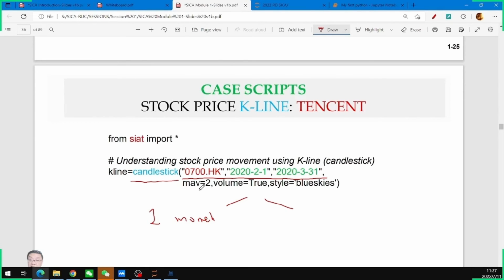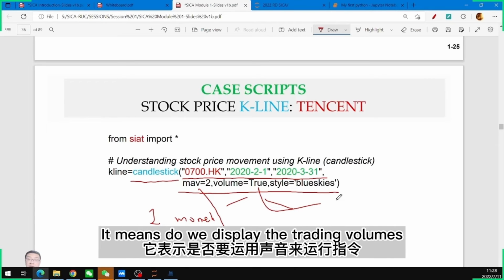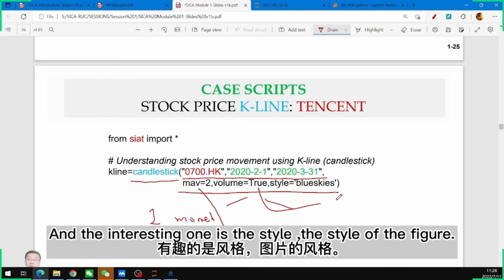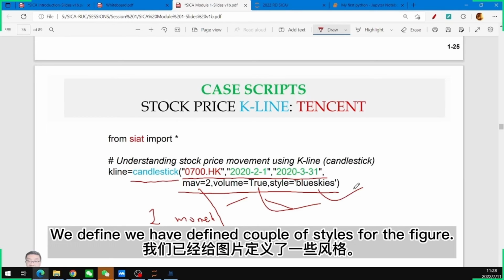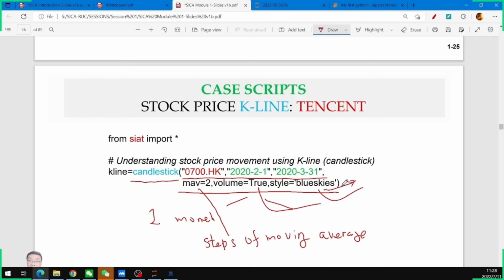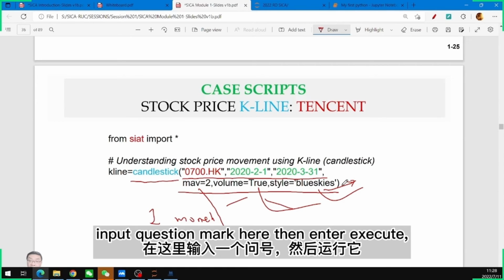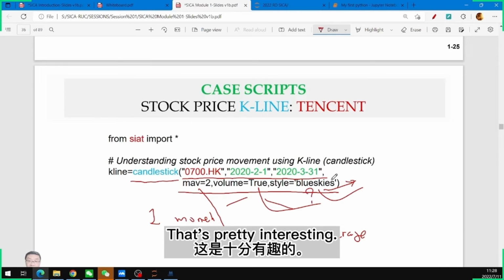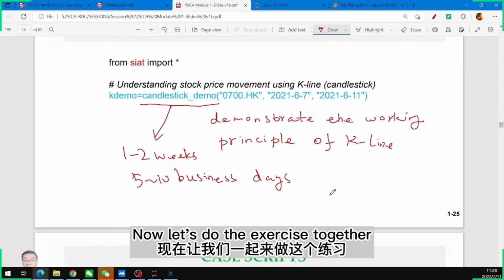Volume is an optional parameter as well. It means, do we display the trading volumes? By default, it's yes. And the interesting one is the style of the figure. We have defined a couple of styles for the figure. This one we call blue skies. There are also other styles. If you want to know what the other styles are, you simply input a question mark here, then execute, shift plus enter, and the command will show you how many styles we have. That's pretty interesting. Now let's do the exercise together.